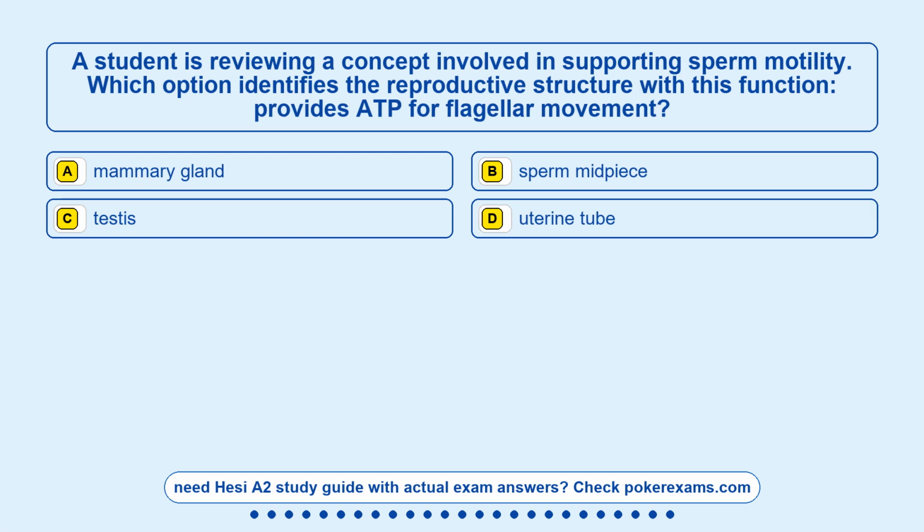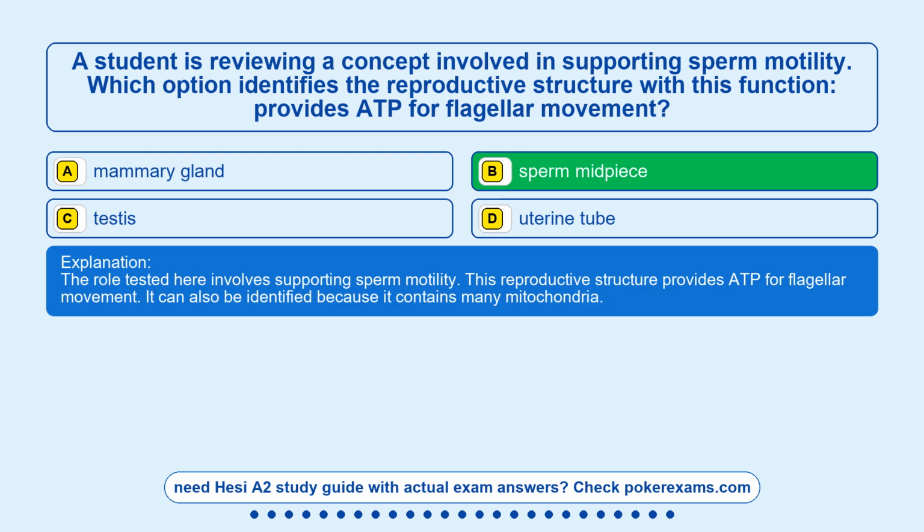Question 21. A student is reviewing a concept involved in supporting sperm motility. Which option identifies the reproductive structure with this function: provides ADP for flagella movement? Option A, mammary gland. Option B, sperm midpiece. Option C, testis. Option D, uterine tube. The correct answer is option B, sperm midpiece.